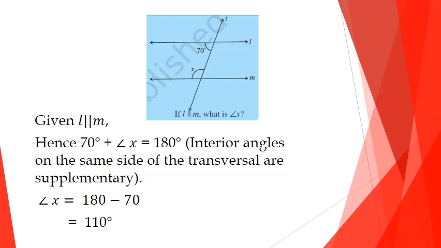That is 70 plus x equal to 180 degrees. Interior angles on the same side of the transversal are supplementary because the given lines are parallel. Hence, angle x equals 180 minus 70, that is equal to 110 degrees.